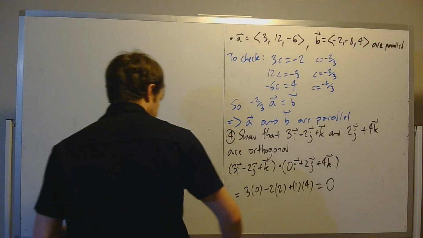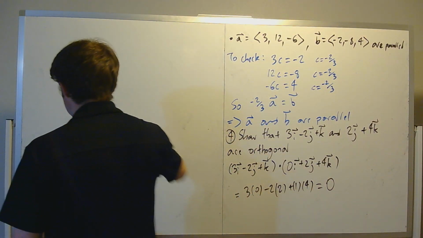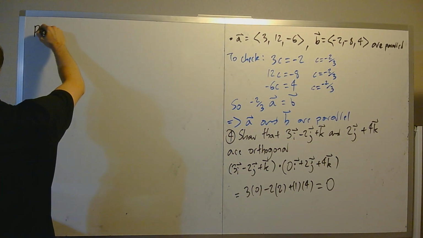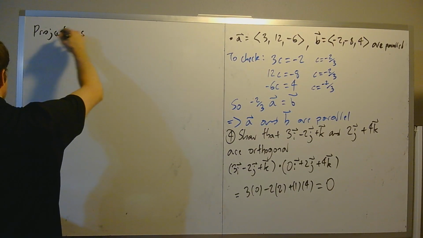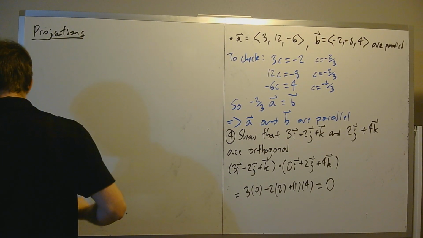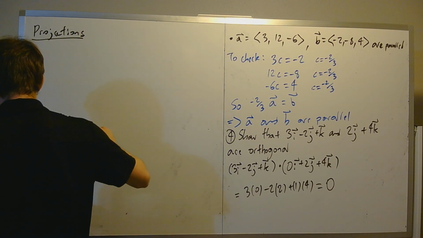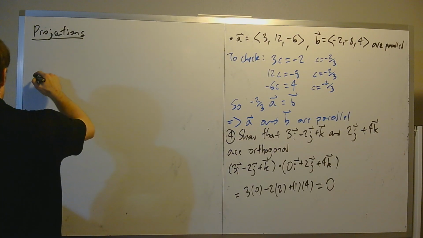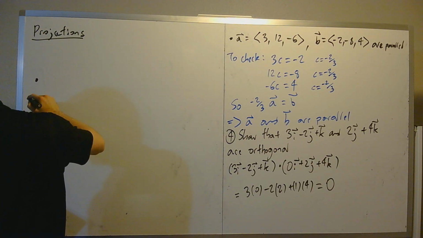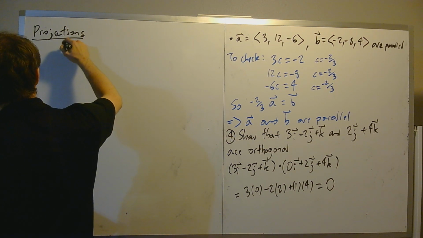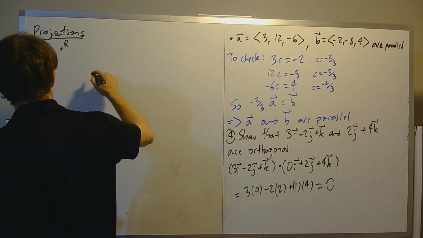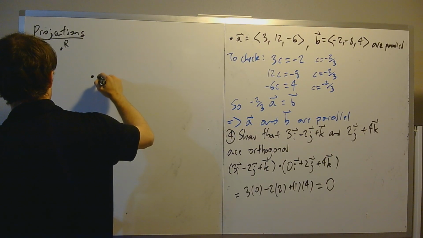So let's talk about projections. Okay. So let's say here we've got a point. Let's call this point P. Let's say we've got a point up here. Let's call this point R. And let's say we have a point here. Let's call this point Q.